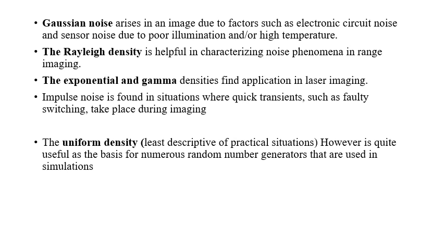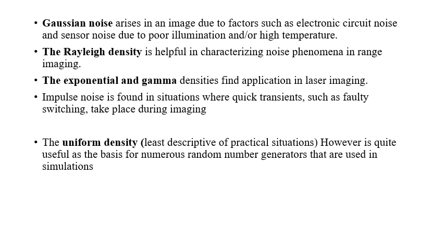Next, the Rayleigh density. The Rayleigh density is usually used for characterizing noise phenomena in range imaging. The exponential and the gamma distributions or densities are usually the cases when we go for laser imaging. And when we speak of impulse noise, all of you might have got the idea by now that when there's a quick transient, sudden sharp on-off switching, in such cases you can find the impulse or the salt and pepper noise.